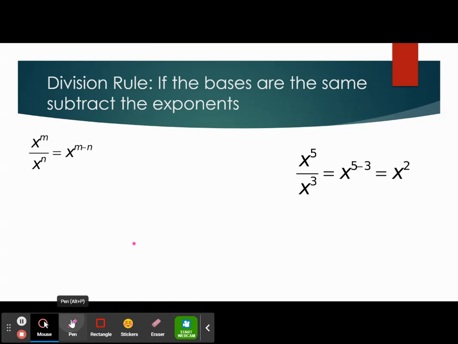So, turn it over to the back. You see where it says division rule? It says, if the bases are the same, subtract the exponents. You need to fill in the word subtract. If the bases are the same, subtract the exponents.